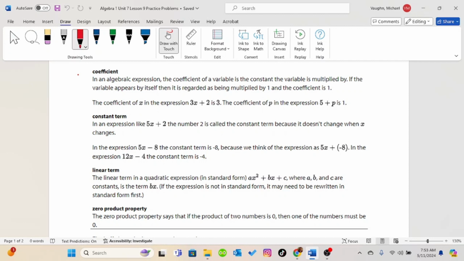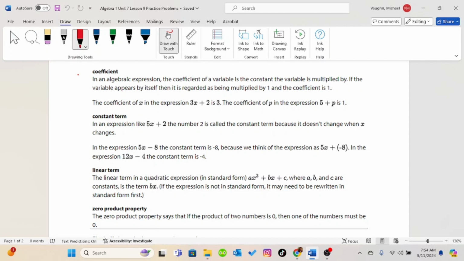The third term is linear term. In the standard form quadratic expression, the linear term is bx. And finally, the zero product property. This simply says that if I'm multiplying two things together and I'm getting 0 as the answer, one of those two things I multiplied together must be 0.